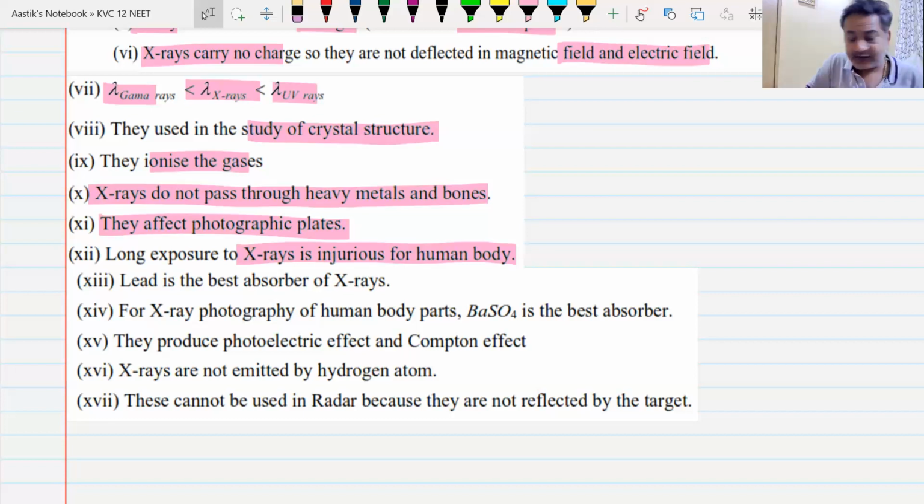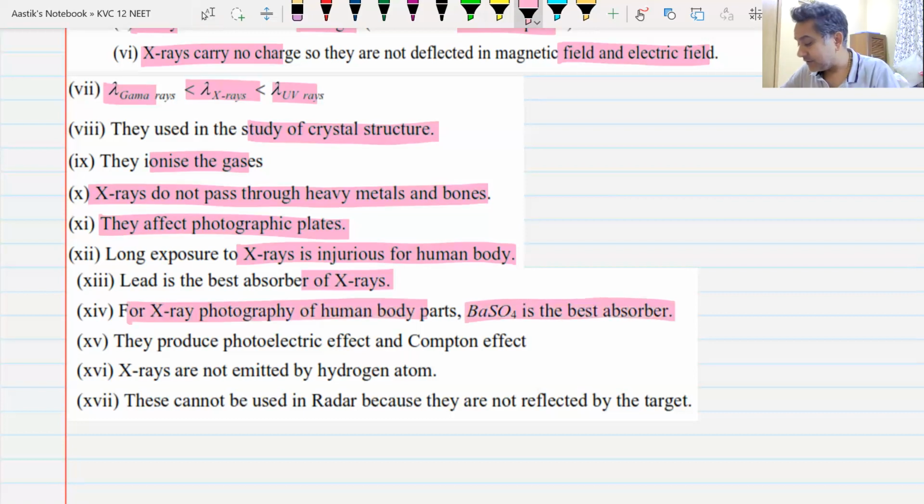Okay, we move on to the next point. Lead is the best absorber of X-rays. We know this. For X-ray photography of the human body, this is very important to us. Barium sulfate is the best absorber. They produce the photoelectric effect and the Compton effect.